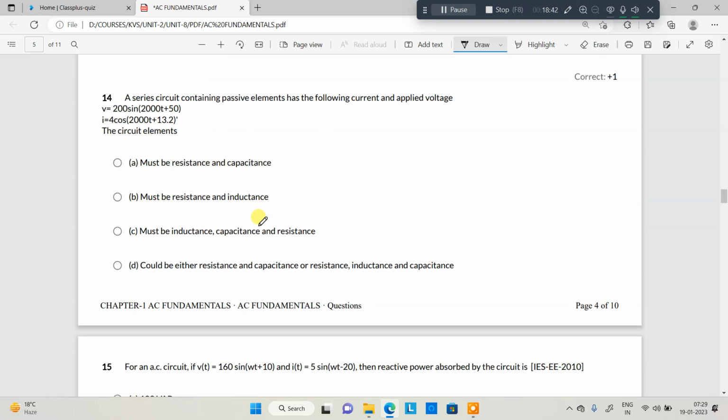Question number 14. In question number 14, a series circuit containing passive elements, that is a resistor, inductor and capacitor. The following voltage and current are going to be applied. From that, you know, this is a sine waveform, this is a cos. I need to convert this cos into sine of theta plus pi by 2. So then it is converted into cos. So that's why V is equal to 200 sine 2000 t plus 50, and I is equal to 4 cos. Cos is converted into sine, then the analysis is easy.